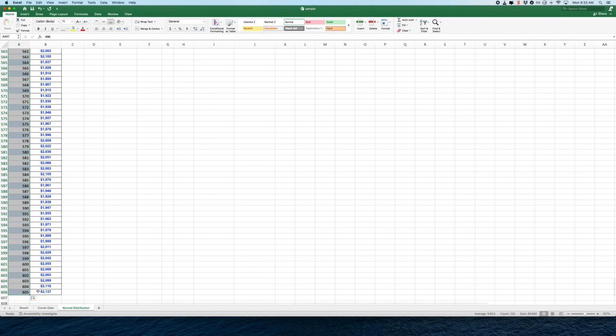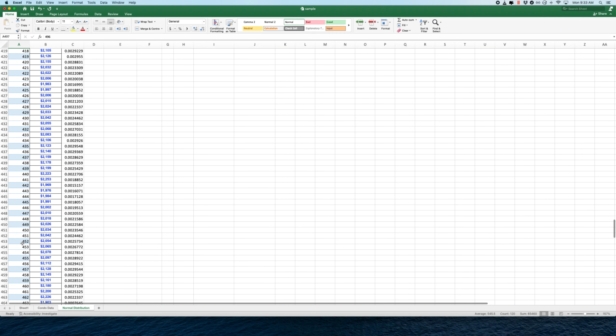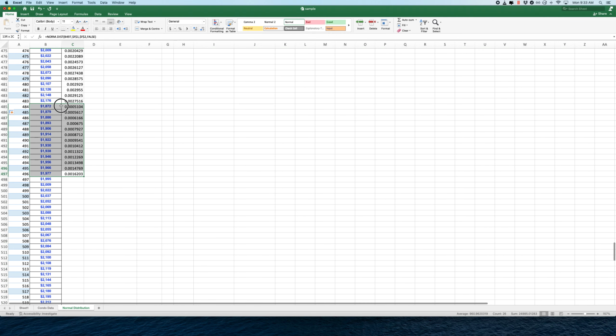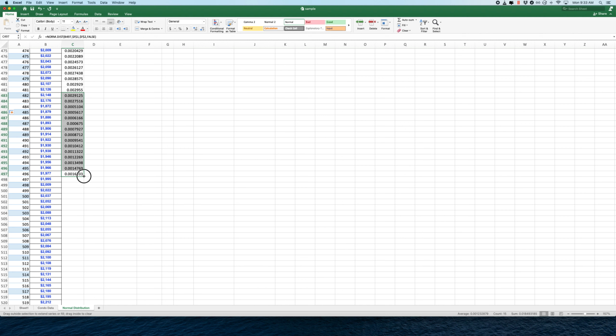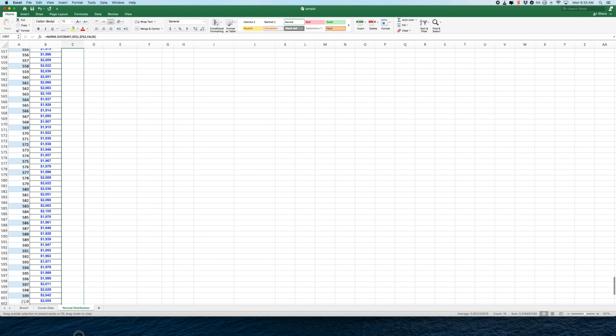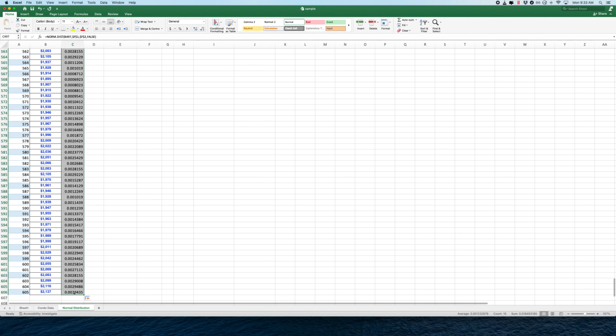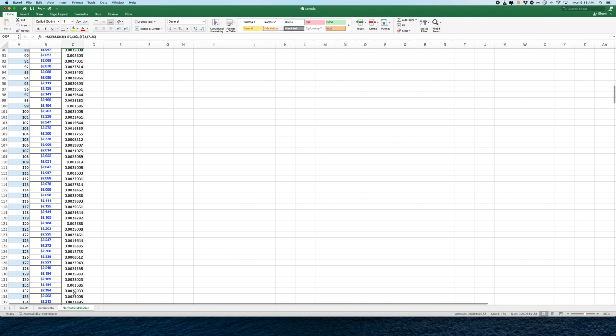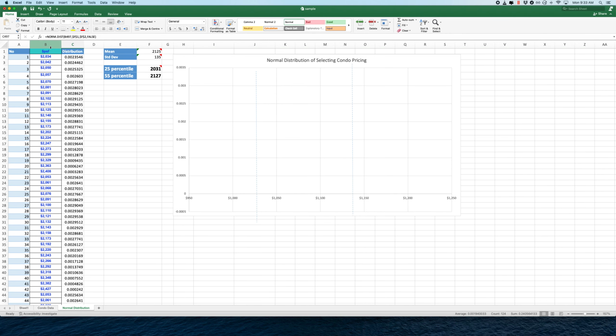So you know that over here we have over 605 total number of units. So take note of this number, that is 606. And with this calculator on my normal distribution, you can also continue to drag it down and fill up all the numbers over here. So what we have over here is the PSF value, and we have the distribution data over here.